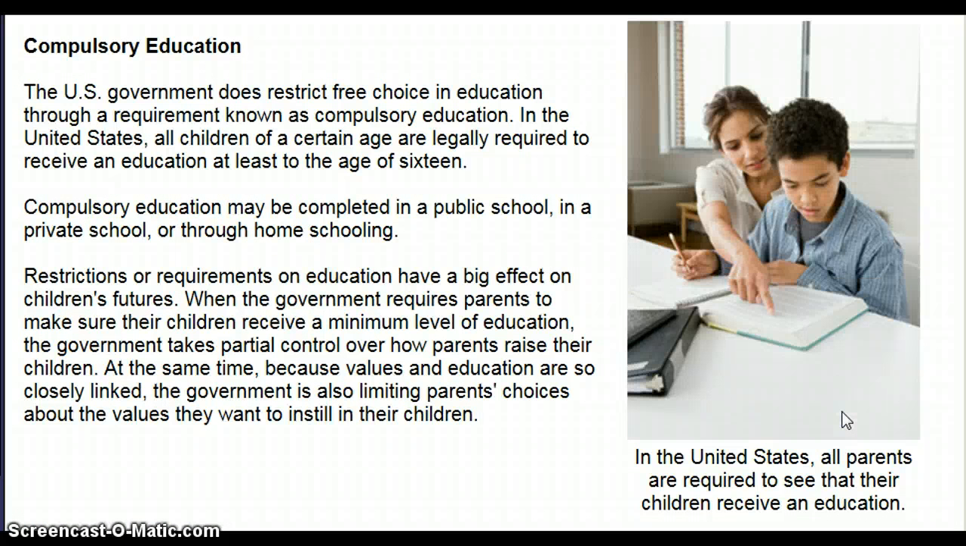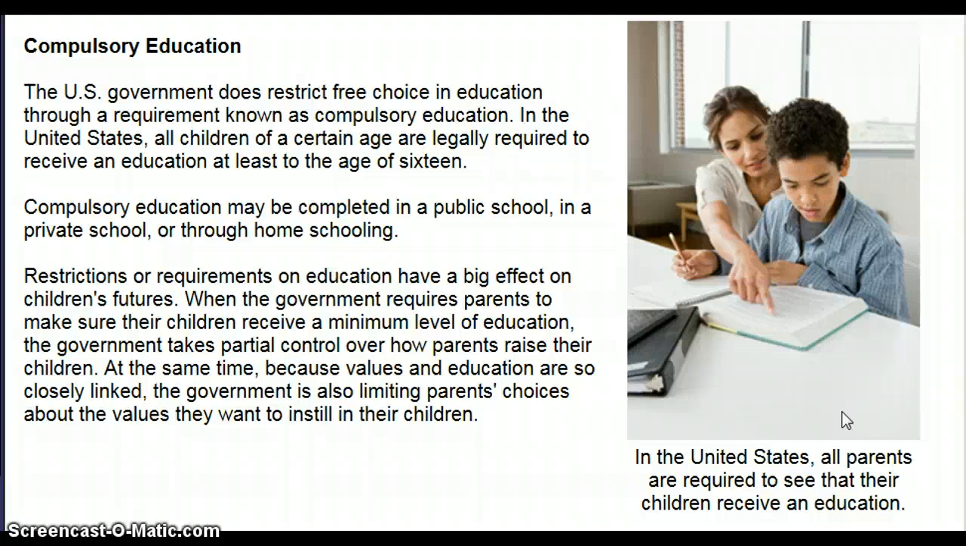Compulsory education. The U.S. government does restrict free choice in education through a requirement known as compulsory education. In the United States, all children of a certain age are legally required to receive an education at least to the age of 16. Compulsory education may be completed in a public school, in a private school, or through homeschooling.